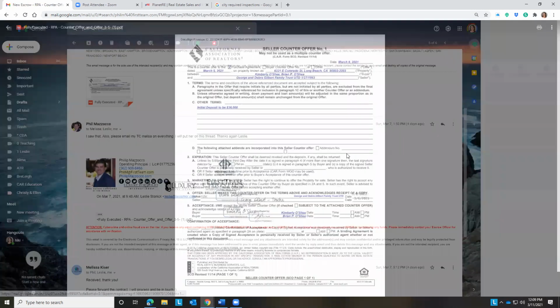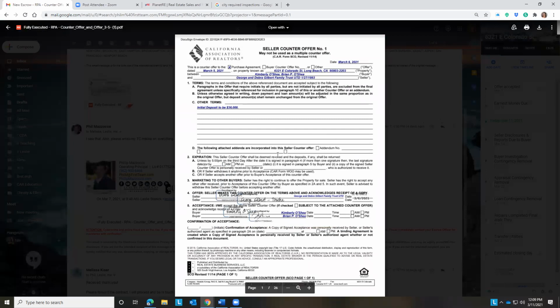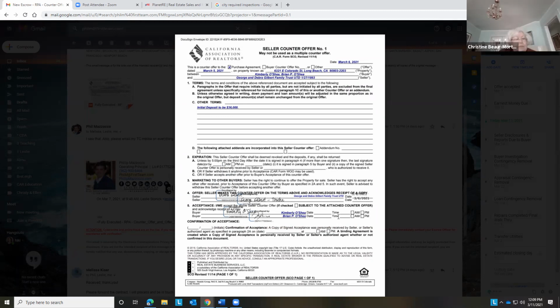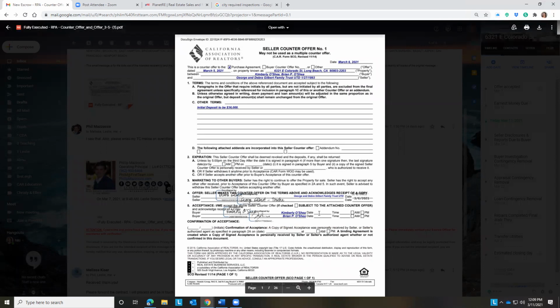So I'm just going to show you something. I just had this seller counter offer come through, and the seller signed and dated, and then the buyer signed, but they didn't date. So then we all had to go through, when did this timeline start? So when I harp on dating, it is really important. What we had to do was go off of when the listing agent got this counter offer from the selling agent, and that is the day we used to start the timeline.